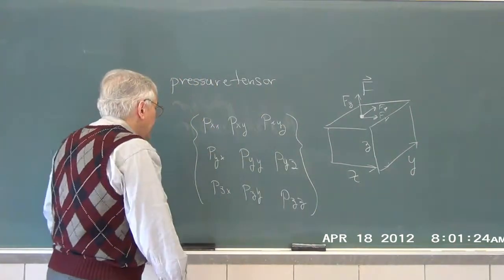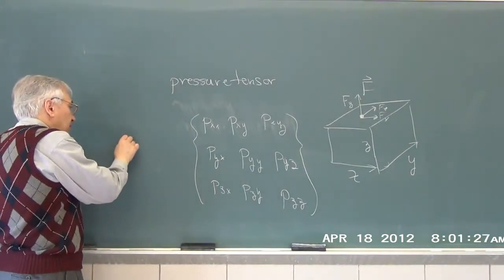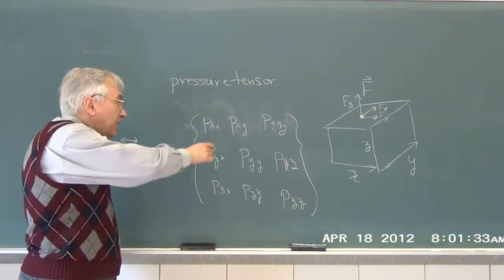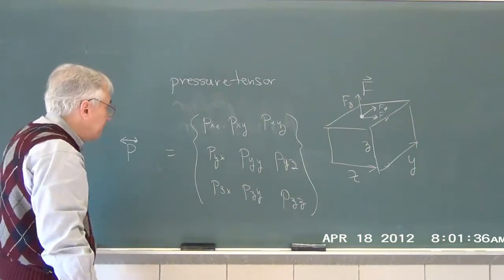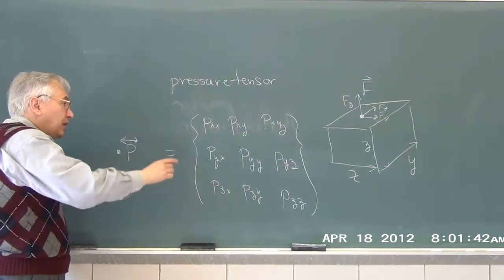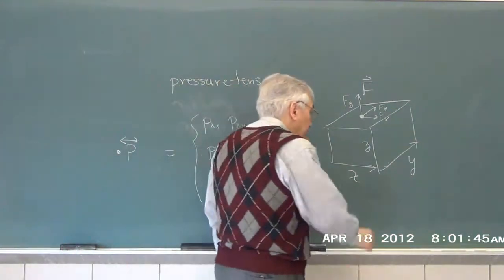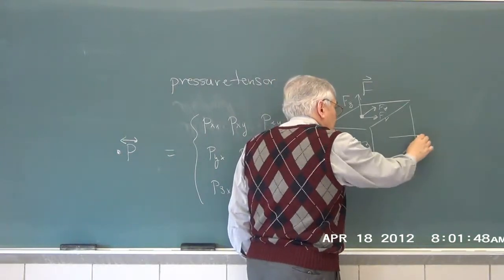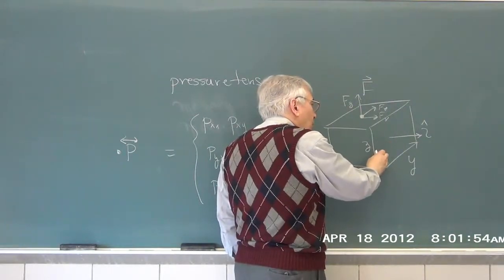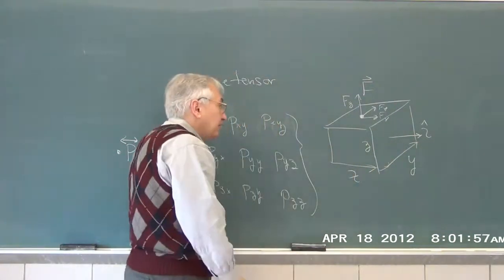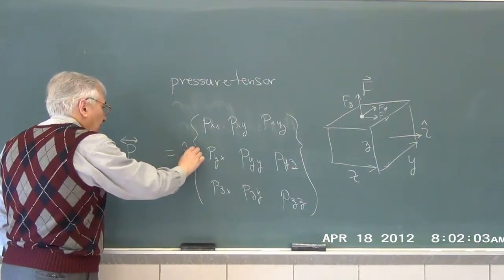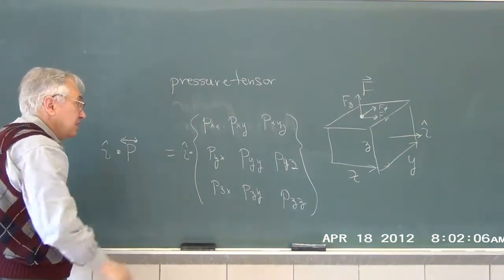And the way it describes the forces, first of all, this we said was a tensor. It's a 3x3 matrix. And what we do to ask what those forces are in terms of the pressure tensor is we dot the pressure tensor with a unit vector parallel to one of these, that is, perpendicular to a face. So for example, here is i hat, the unit vector perpendicular to the yz plane, which is in turn perpendicular to x. And so for example, i hat dot P is i hat dot these things.